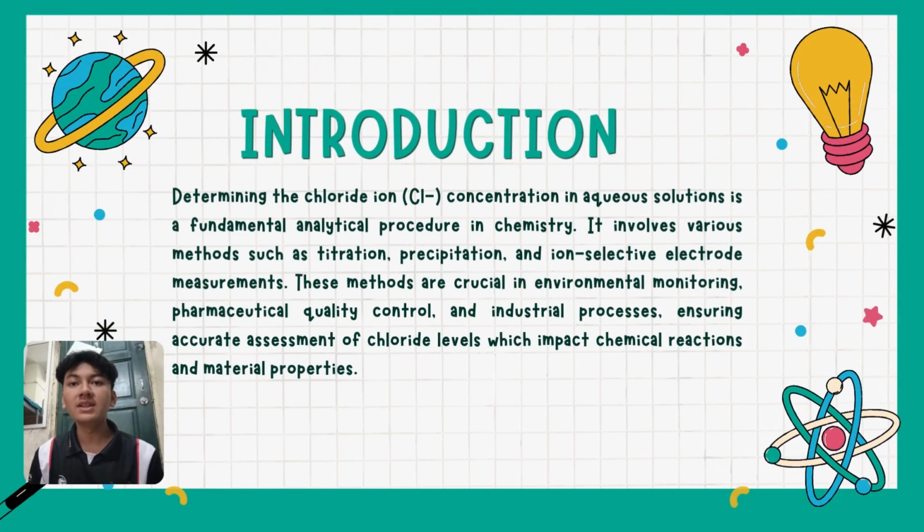Hi everyone, today we will discuss the gravimetric analysis for determining chloride ion in aqueous solution. Determining the concentration of chloride ion in aqueous solution is a fundamental analytical procedure in chemistry. This process involves various methods such as titration, precipitation, and ion selective electrode measurement. These analytical techniques are pursued in various fields, including environmental monitoring, pharmaceutical quality control, and industrial processes. Accurate assessment of chloride level is essential as it impacts chemical reaction and material properties.